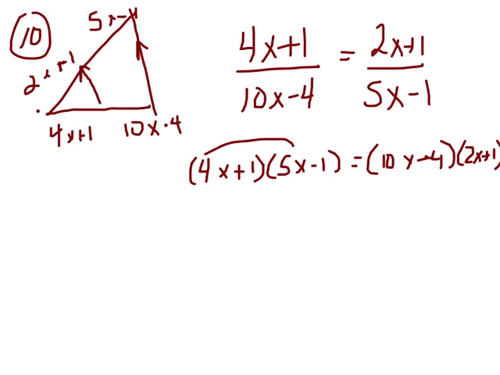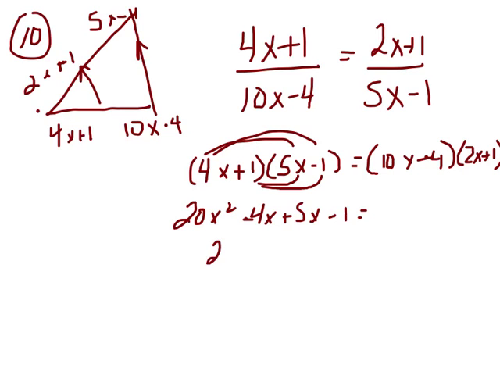Okay, so here we go. 4x times 5x is 20x squared. 4x times negative 1 is negative 4x. But then I've got 1 times 5x, so that's positive 5x. And 1 times negative 1 is negative 1. Now let's clean that side up. That's 20x squared plus x minus 1.